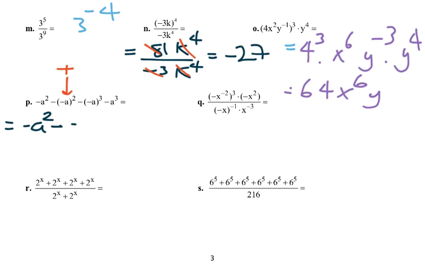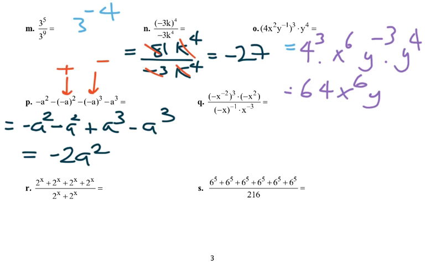In P, we've got minus a squared, then we've got plus a squared, so we've got another minus a squared. This is then negative, so it's negative and negative, so plus a cubed, negative a cubed, and so we end up with negative 2a squared.